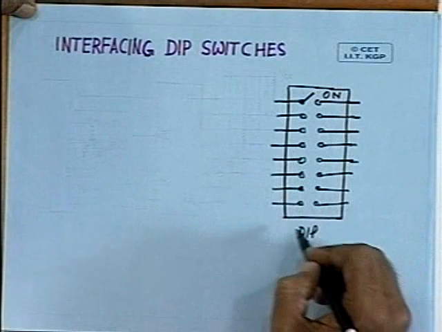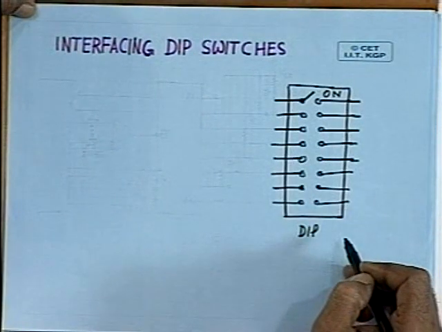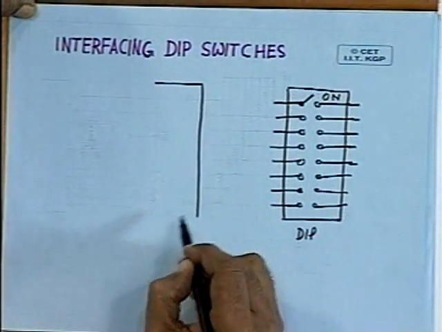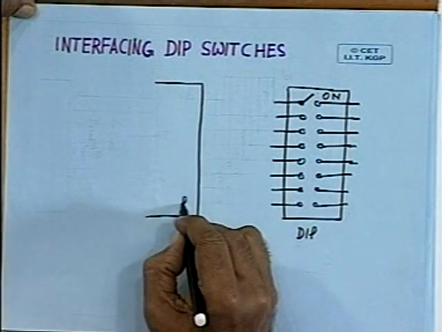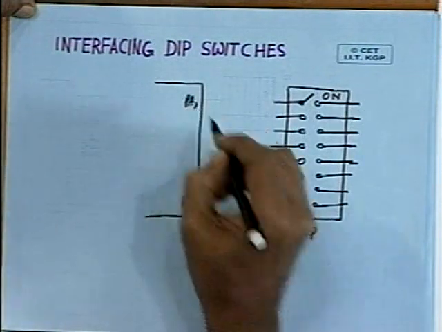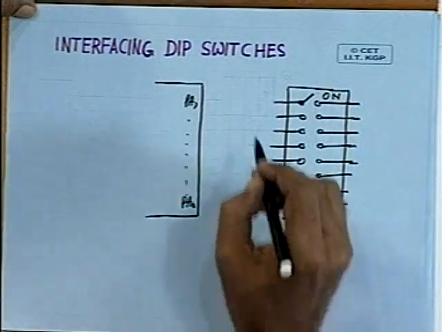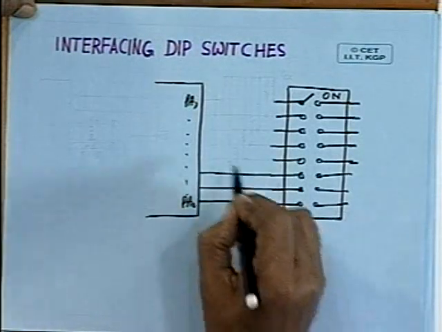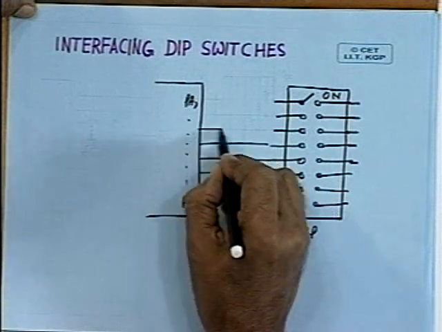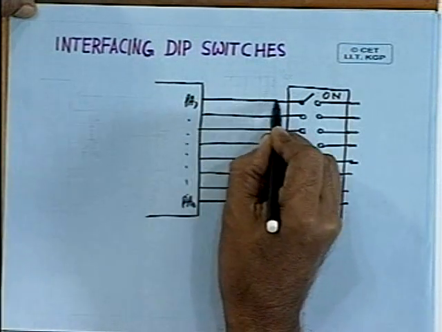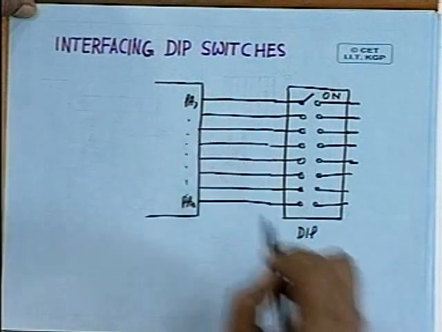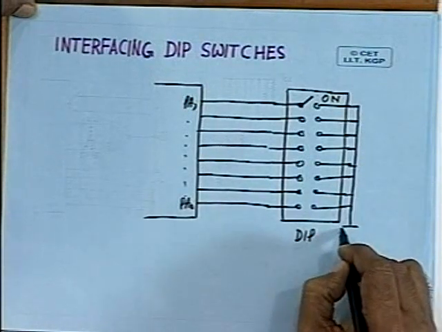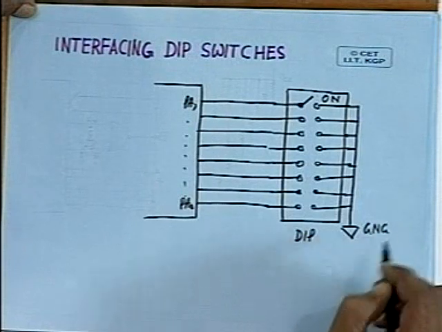Let's see how we can interface this switch to the microprocessor through a port. I have drawn only the port side. So this is PA0 to PA7, all the port lines, and you have to interface it. So you connect all these lines to the port lines, PA0 to PA7. The other side of the switch can be grounded. So you connect all these lines to ground.